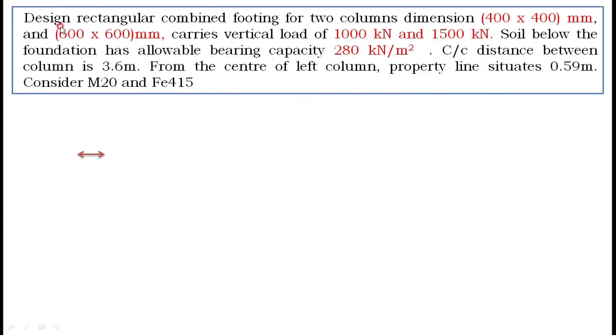Coming to the problem, design the rectangular combined footing for two columns. Here two columns are given. One is 400 by 400 and the second one is 600 by 600 mm. Two different size columns are there. They carry vertical loads of 1000 kilonewton and 1500 kilonewton respectively. Soil below the foundation has allowable bearing capacity 280 kilonewton per meter square. Center to center distance between the columns is 3.6 meter. From the center of the left column, the property line is situated 0.59 meter. That I will show in the diagram. Consider M20 and Fe 415.